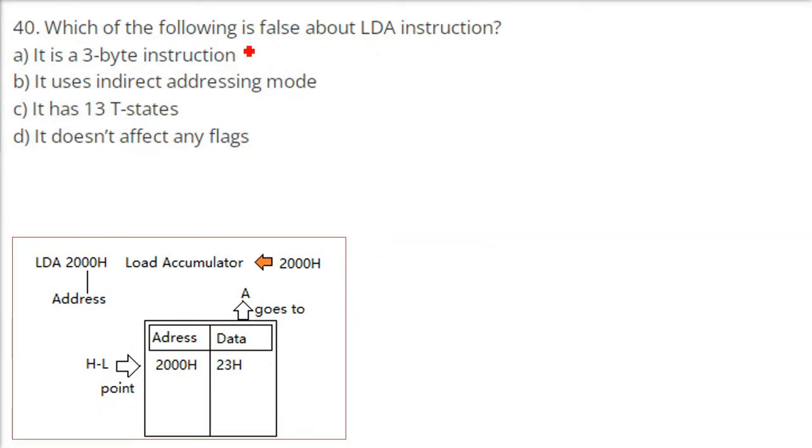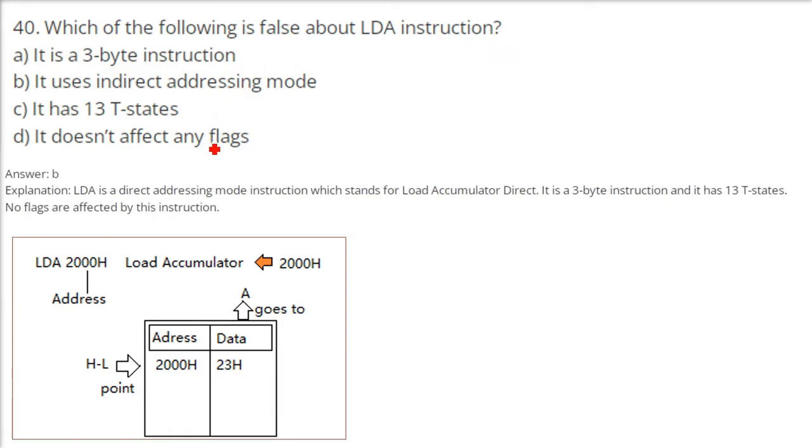Which of the following is false about the LDA instruction? See, LDA is load accumulator direct. So this is the full form. Now this is a direct addressing mode instruction. So the option that it uses indirect addressing mode is going to be false, because LDA is a direct addressing mode, since the address is directly given in the instruction. LDA 2000H. So 2000 is already given. It is direct addressing mode.